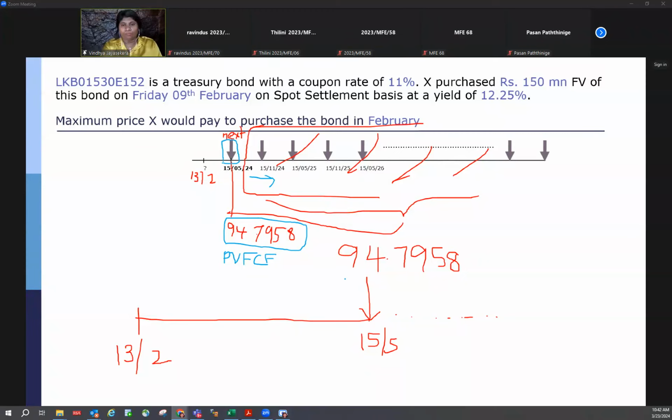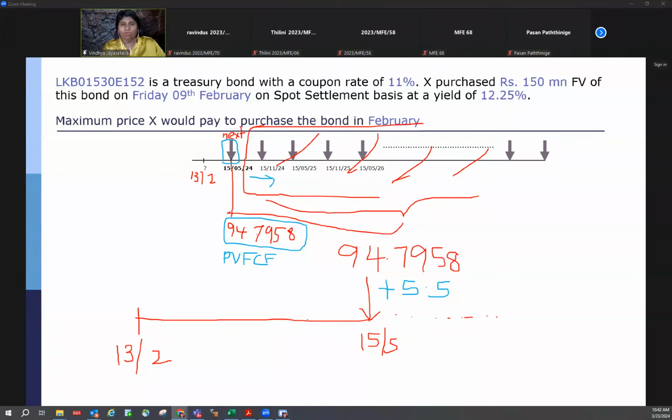So actually, on 13/2, when I look at my future cash flows, I can say on 15th of May, I get a coupon of 5.5 plus all the cash flows that I get, 94.7958, occurring on the 15th of May. Does that make sense?